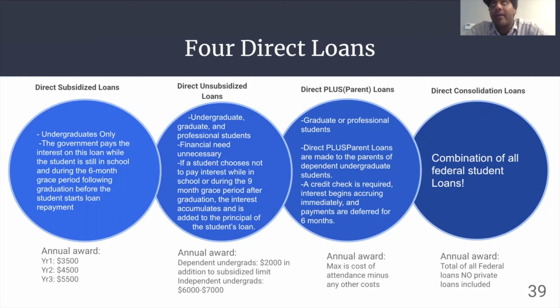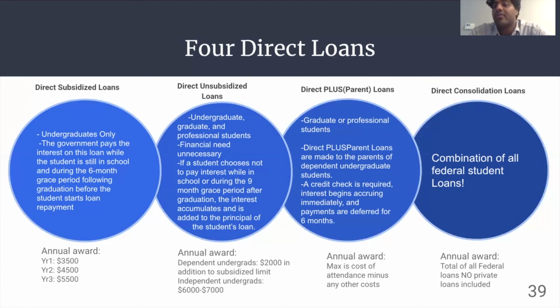Direct PLUS loans, parent just meaning that it's your parent paying for it rather than you, are for graduate or professional students. And direct PLUS parent loans are made to the parent of the dependent undergrad student. A credit check is required. Interest payments begin accruing immediately, and payments are deferred for 6 months. And the annual award is the maximum cost of attendance minus any other aid.